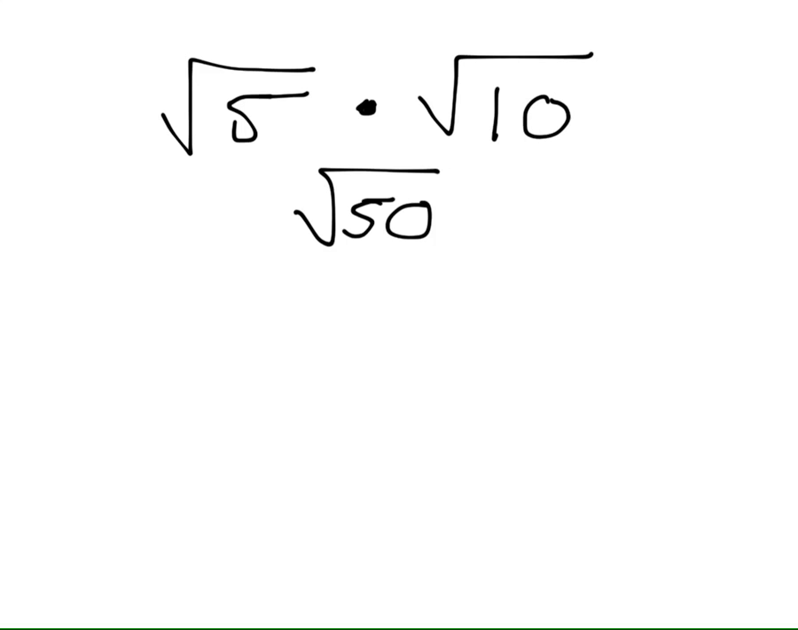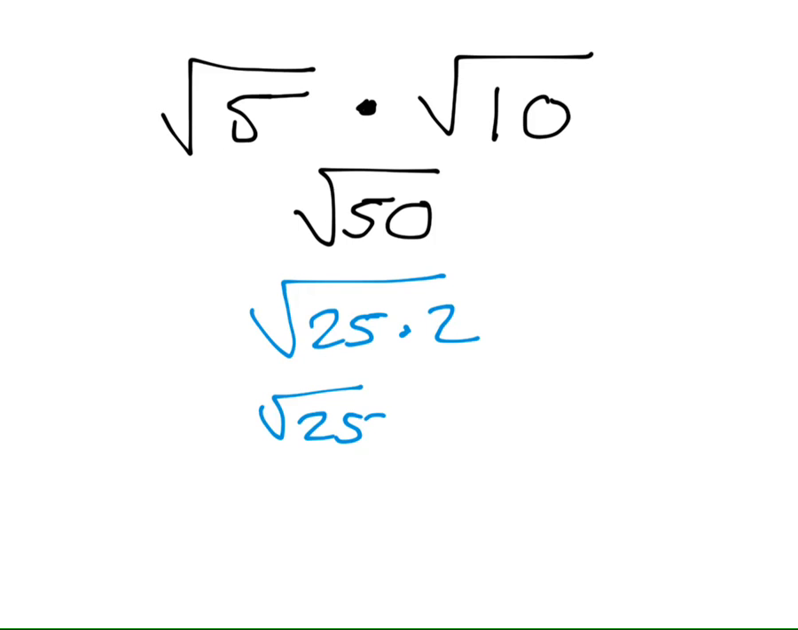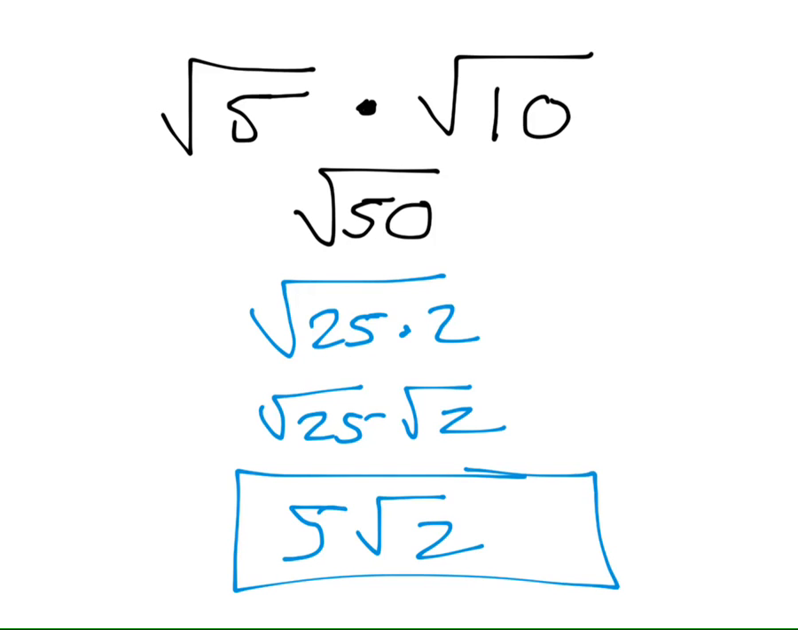Okay? You can do it either method, but let's say I know 50 breaks down into 25 and 2 because 25 is a perfect square, which is the same thing as square root of 25 times square root of 2, and the square root of 25 is 5. So the square root of 5 times the square root of 10, the simplified answer is 5 radical 2, or 5 times the square root of 2. And you can check on your calculator, is the square root of 50 the same thing as 5 square root of 2? And it should be.